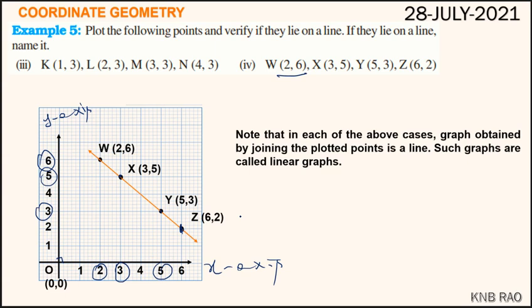So, what would be the name of them? The name can be WZ, or you can name it XZ. The choice is yours. However you want, you can name it. Okay. So, these graphs that we have drawn are called linear graphs. Why? Because each graph obtained by joining the plotted points is a straight line. That is why they are called linear graphs.